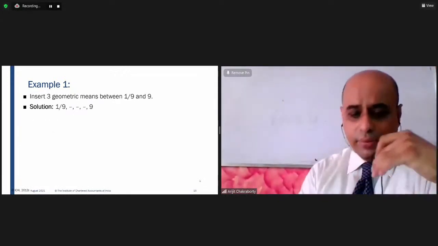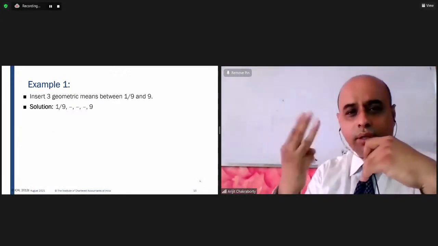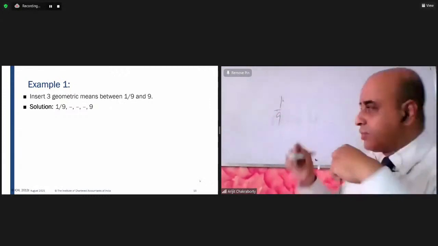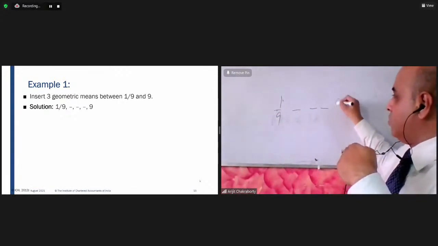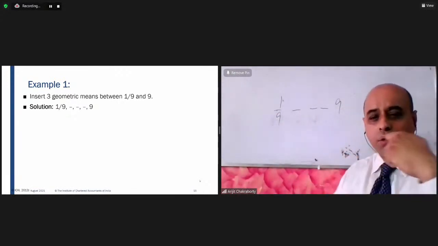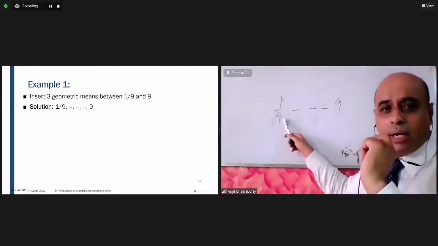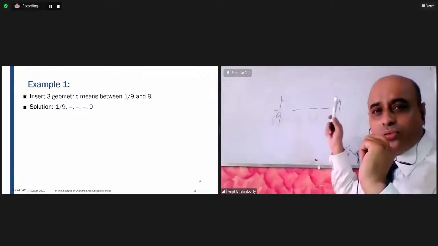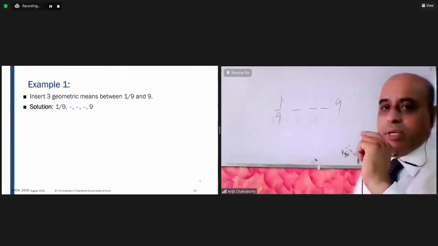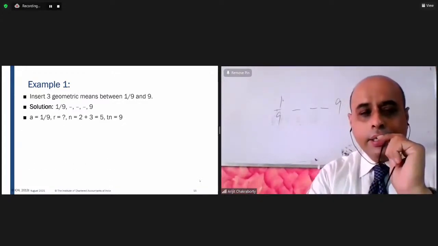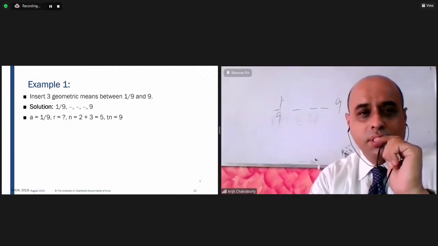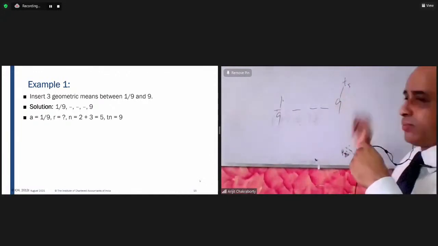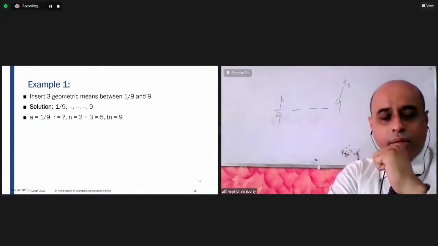That means there will be a situation like this, 3 geometric means. So 1 by 9 is here, and there will be 3 terms, and then you have 9. So from this, you can understand 1 by 9 is the first term, second term we don't know, third term we don't know, fourth term we don't know, but the fifth term is 9. So this is what we have to find. So in other words, we can write this 9 is the term 5, term number 5.